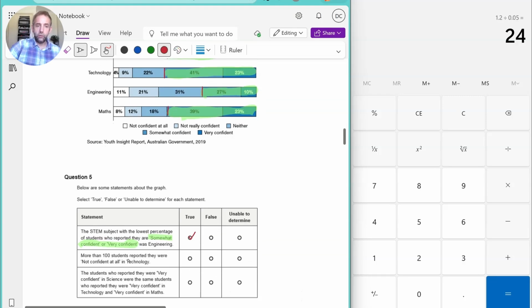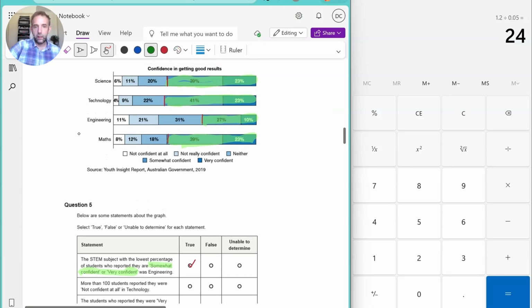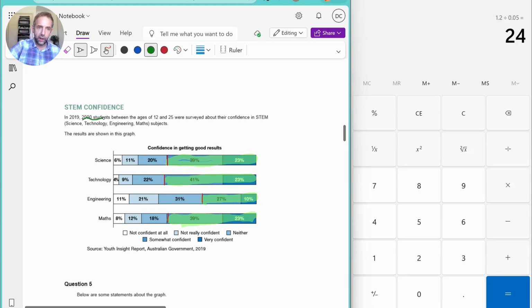Okay. Next one, more than 100 students reported they were not confident at all in technology. That is sneaky, in my opinion. And the reason being is if I scroll up here, there's 2,000 students between the ages of 12 and 25 who were surveyed. If you didn't pay close attention to that part there, you would easily skip over it and hence not realize that you could do this. So completely understandable if a few people would get that one wrong, because the information you need is up here. I'm just going to rub it out again, or attempt to. I'll use a highlighter. Yeah, it tells us here that 2,000 students were surveyed. Otherwise, without that, we wouldn't be able to do this.